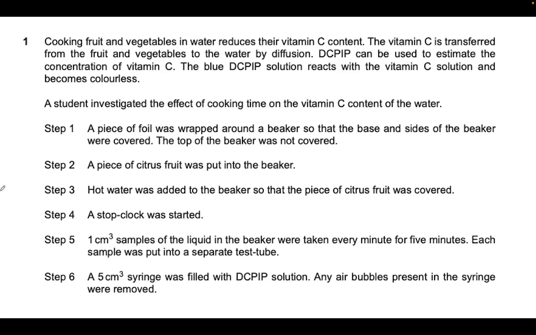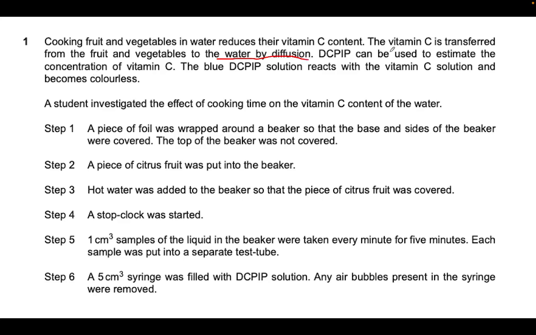Now, the first question: cooking fruits and vegetables in water reduces the vitamin C content. The vitamin C is transferred from the fruits and vegetables to the water by diffusion. We pay attention to this one because you understand the vitamin C will be moving out of the fruits into our water by diffusion.